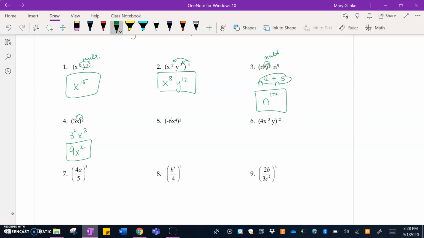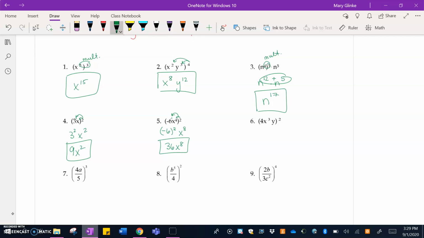We're going to do the same thing here. It's negative 6 that is being squared, and then also x to the fourth that's being squared, so you multiply that. And then negative 6 squared is 36, x to the eighth.